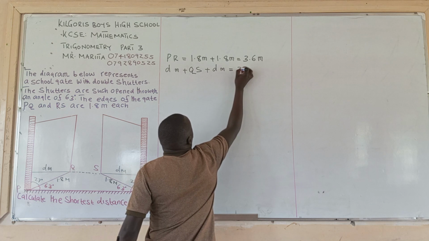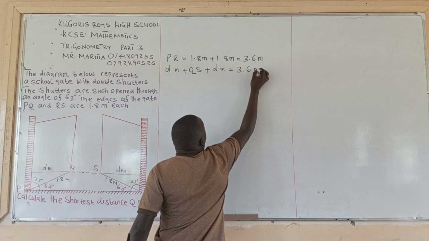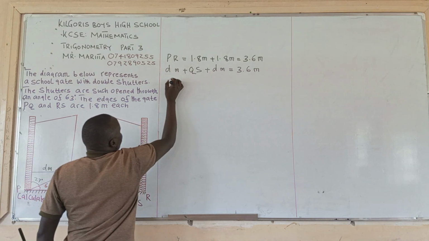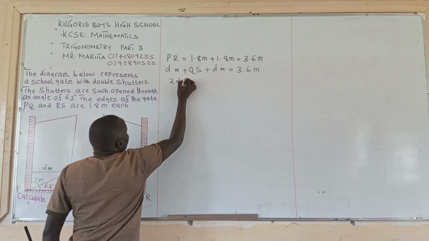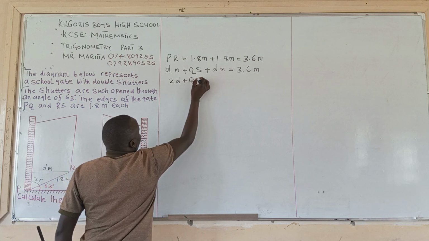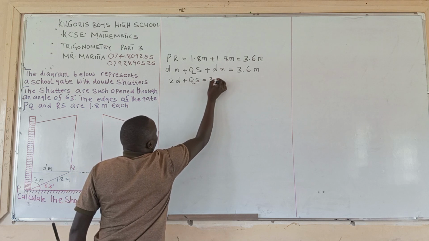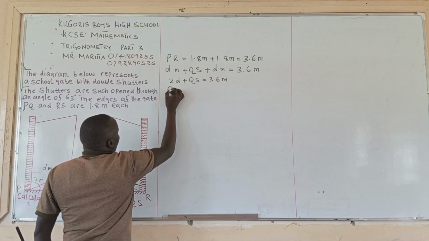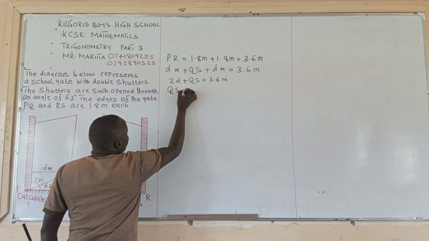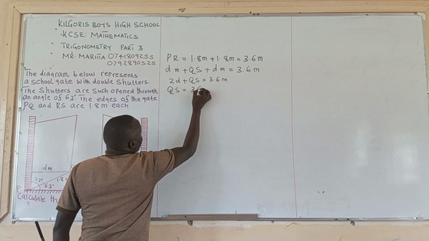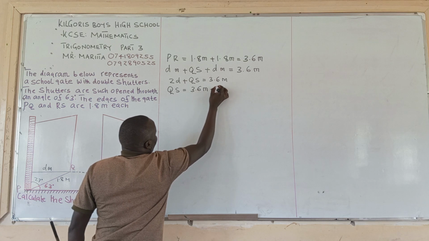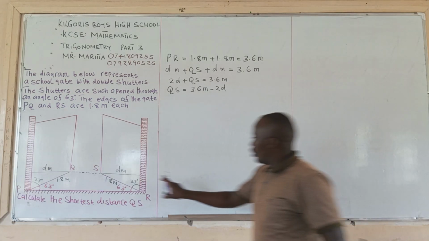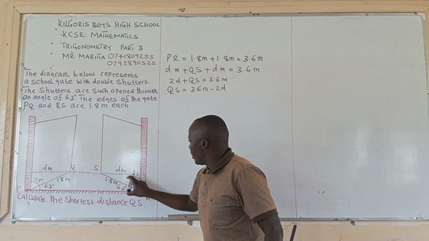That one will be equivalent to the 3.6 meters in this case. So in this case we can have d plus d. We have this one as 2d plus a distance QS. This one will give us 3.6 meters. So from here we can conclude that our QS will be equivalent to 3.6 meters in this case minus 2d. Now what we are supposed to do here is to just find the distance d.